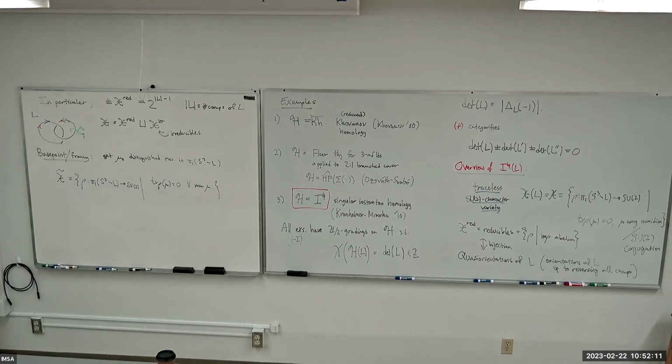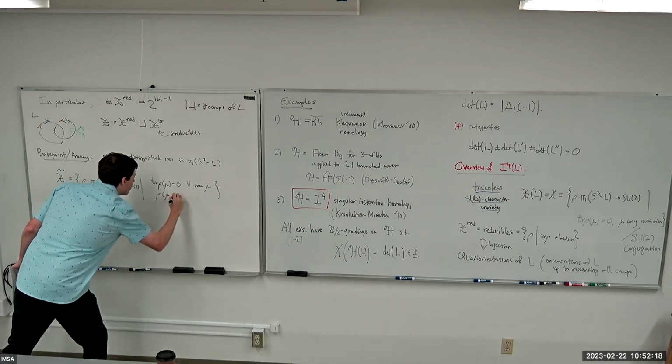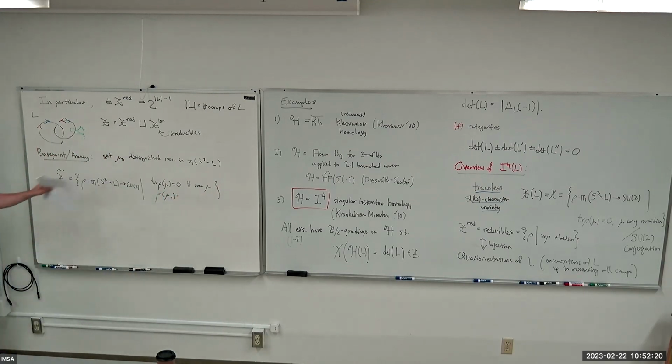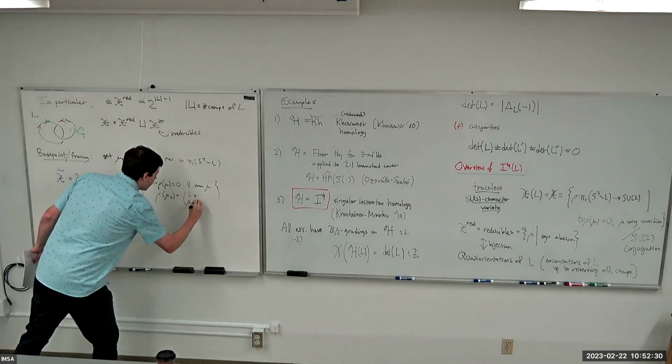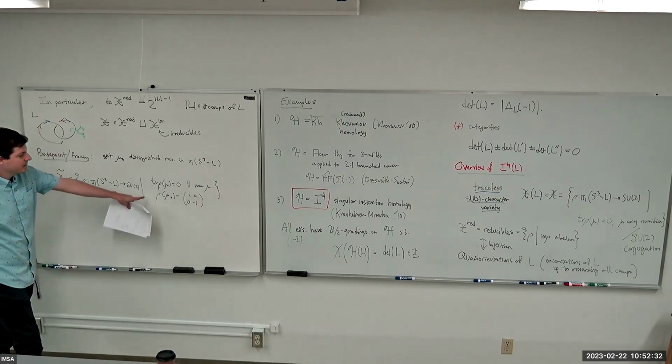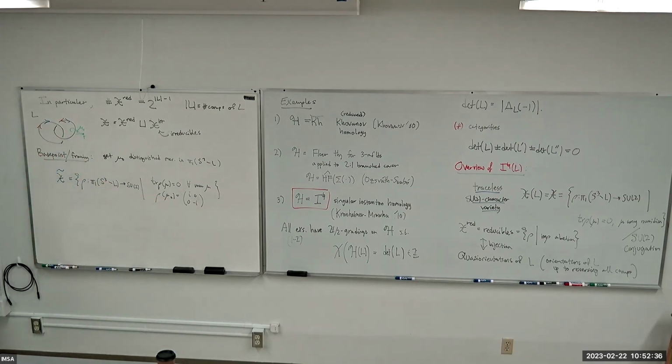We add in the condition that around the preferred meridian, so here I should point out that traceless elements of SU2 are all conjugate to a special traceless element, which is the matrix I, 0, 0, minus I. And around this distinguished meridian, we require that it gets sent to exactly that matrix. And you don't mod out by conjugation.